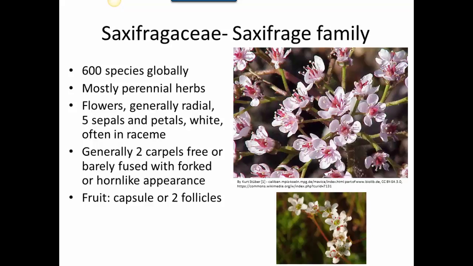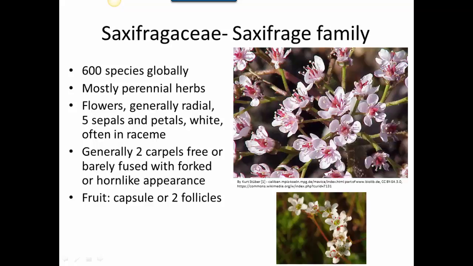Saxifragaceae includes mostly perennial herbs. The flowers generally have radial symmetry, as you can see here on the umbrella plant and then the California saxifrage below. The members of this family often generate white flowers, and they generally have 5 sepals and 5 petals that are not fused. One thing that's quite unique and a great characteristic for identifying members of this family is the carpels.